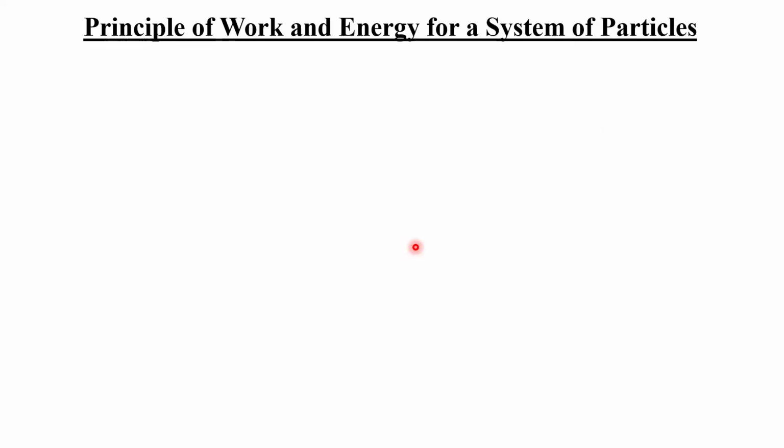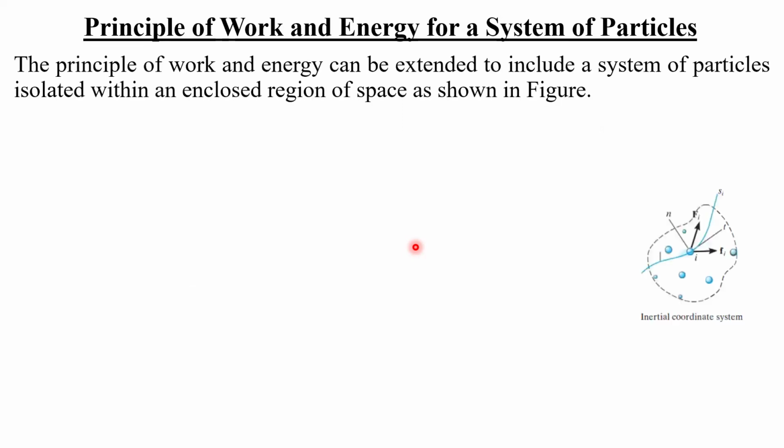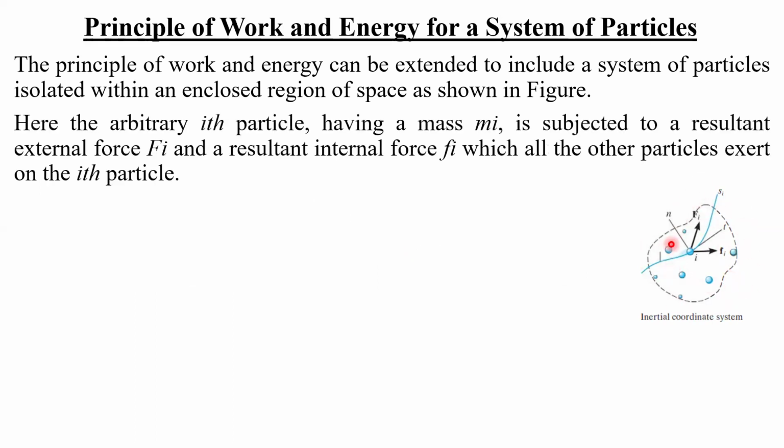Principle of work and energy for a system of particles. The principle of work and energy can be extended to include a system of particles isolated within an enclosed region of space as shown in the figure. Here, the arbitrary ith particle having a mass m_i is subjected to a resultant external force F_i and a resultant internal force f_i, which all the other particles exert on the ith particle.